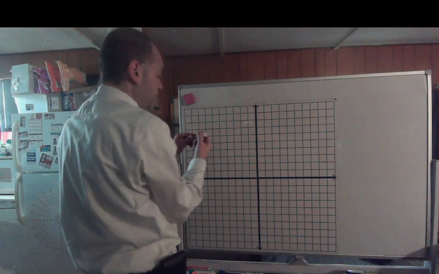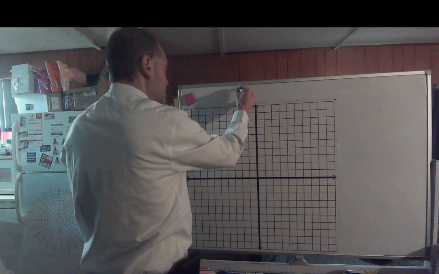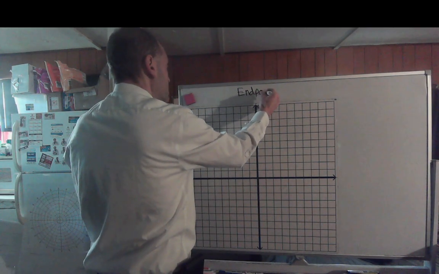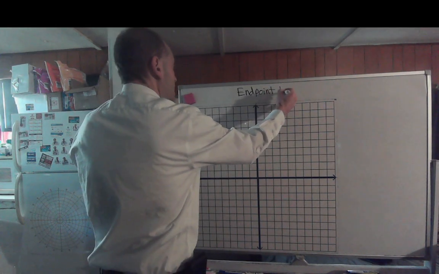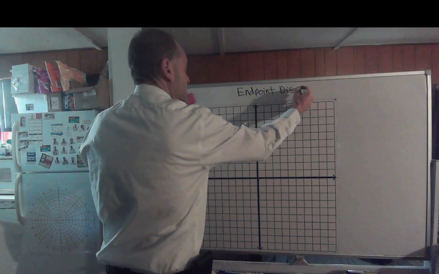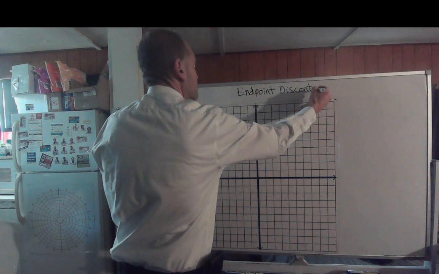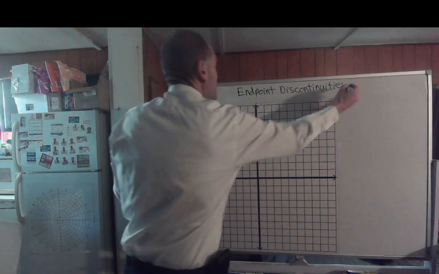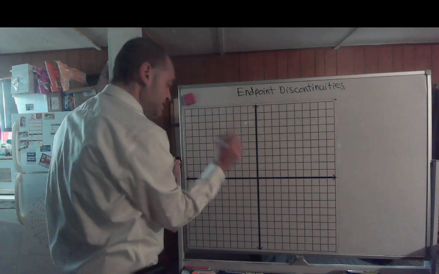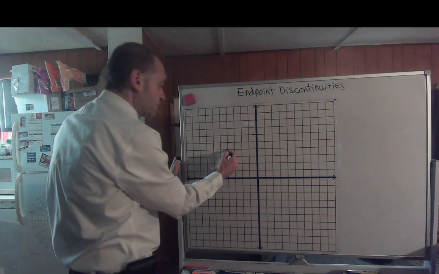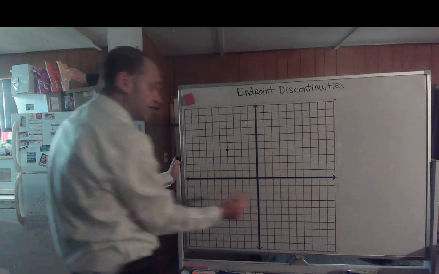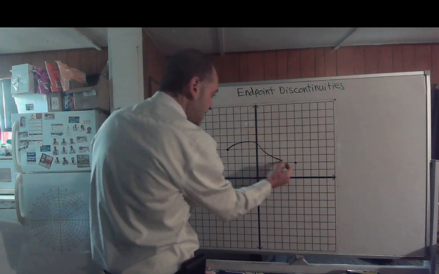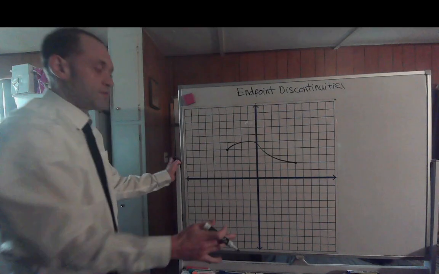Alright, so of course there are endpoint discontinuities. These are a little less common than the other three, but they're simple enough to understand. Endpoint discontinuities, let's say I have some graph here that just has a point here and over here, but in between I have the graph of some curve, arbitrarily.